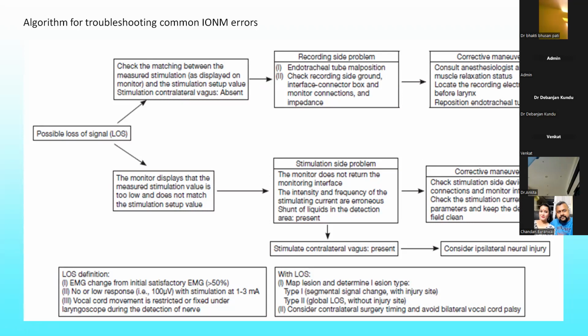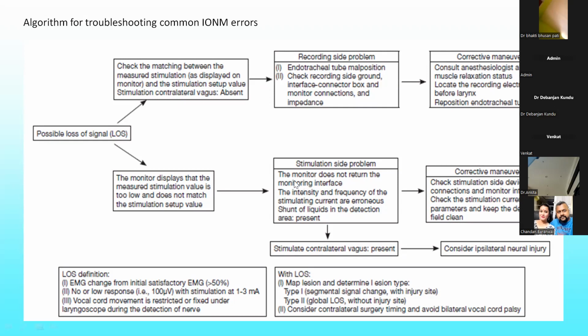And the other case of possible loss of signal, which we are able to troubleshoot, is when the display that measures the stimulation values is too low and does not match with the stimulation setup value. Usually, sometimes the resistance will be there. When you're applying a 1 milliamp current, all the 1 milliamp current may not be able to be delivered to the particular surgical field because of the higher resistance with the local fluid and the patient's body resistance, and the type of electrode which you are using for the reference and the ground makes everything into that.